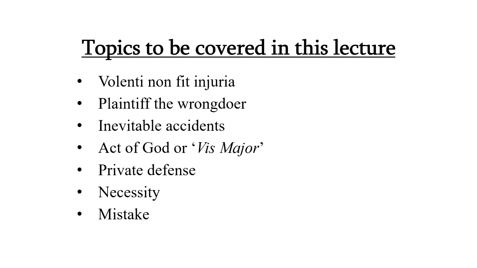Then inevitable accidents. Inevitable accidents are where accidents are caused which are outside the capabilities of humans to prevent, but are obviously caused due to some human act. It is outside the scope of the human to prevent it. That is called inevitable accident. Then act of God, which usually falls within the category of inevitable accident in some commentaries, but separately it can also be stated.